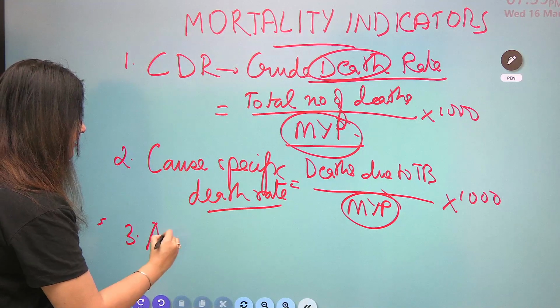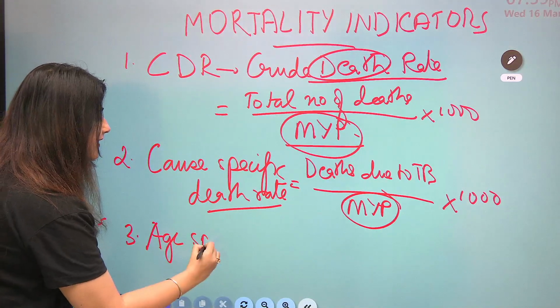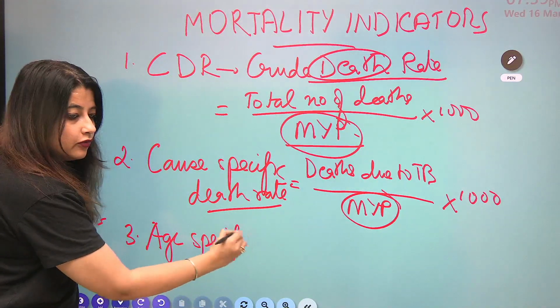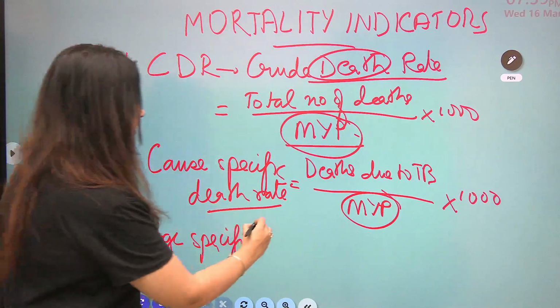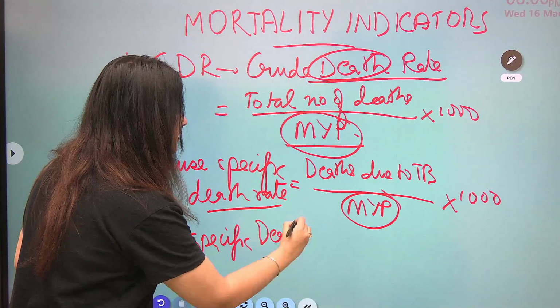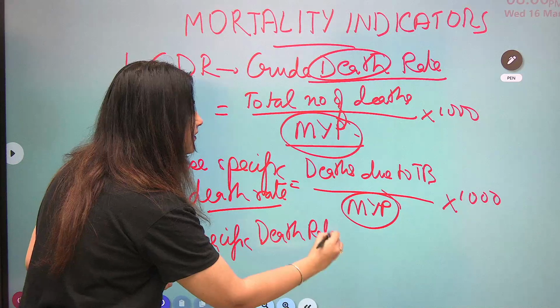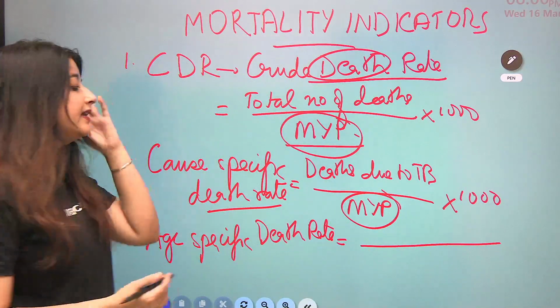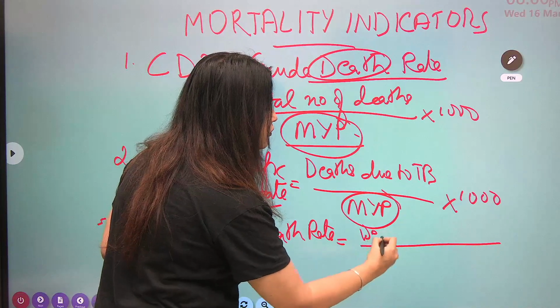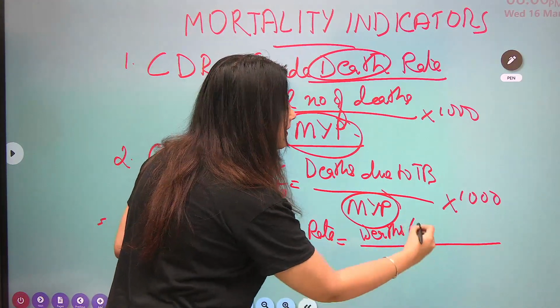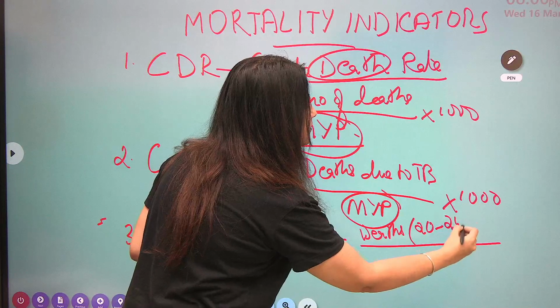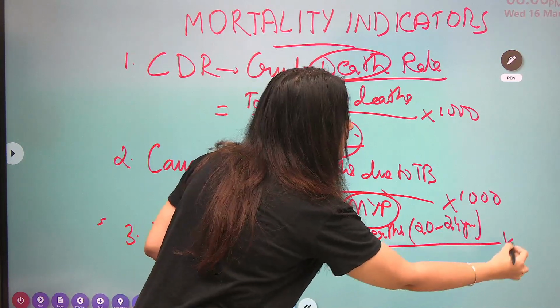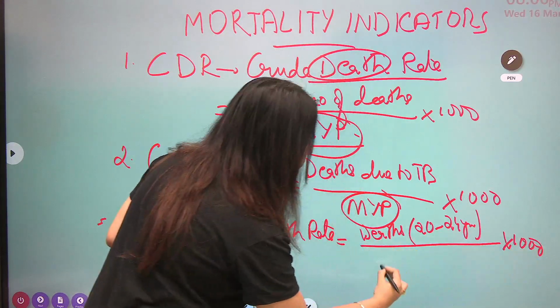If I ask you about age specific death rate, guys, you have to remember again that here we are going to have a death rate. So let's say in a particular age group we are looking for the deaths, so deaths in a particular age group. Let's say how many deaths are happening at 20 to 24 years? So again, per 1000 mid-year population, okay?